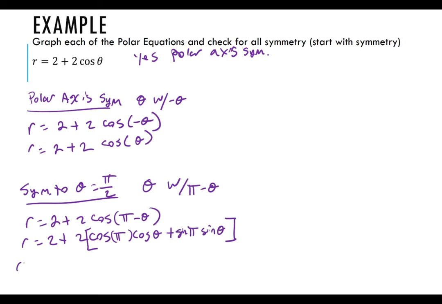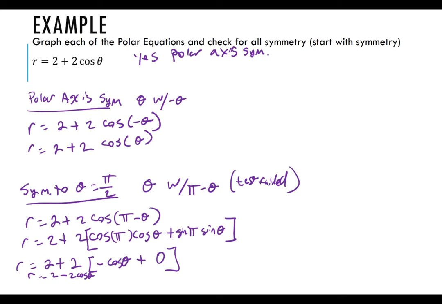And so then let's see if this simplifies. r is then equal to 2 plus 2 times cosine of pi, which is negative 1, so that's negative cosine of theta, plus sine of pi is 0, so 0 times sine of theta is 0. And so notice that we get r is equal to 2 minus 2 cosine theta. And the test failed, and so all we can say is that it's inconclusive. We can't say that it's not symmetric to that axis, we just don't know. That's what I was trying to say earlier.